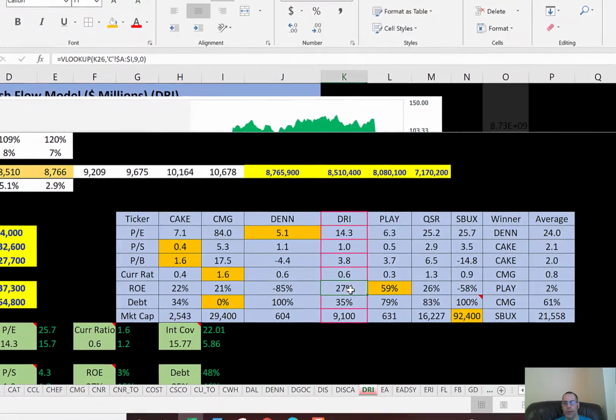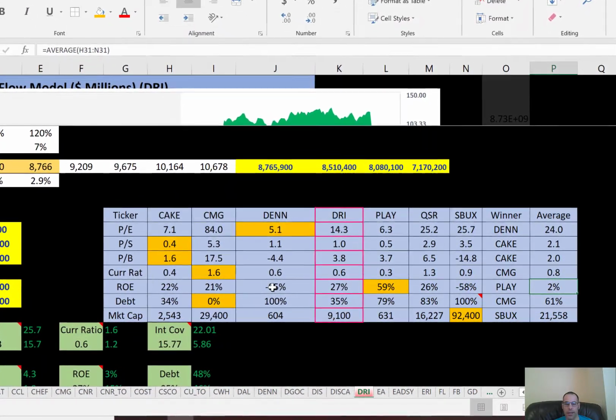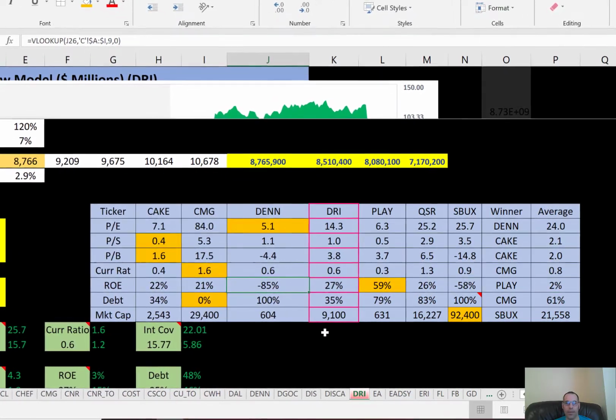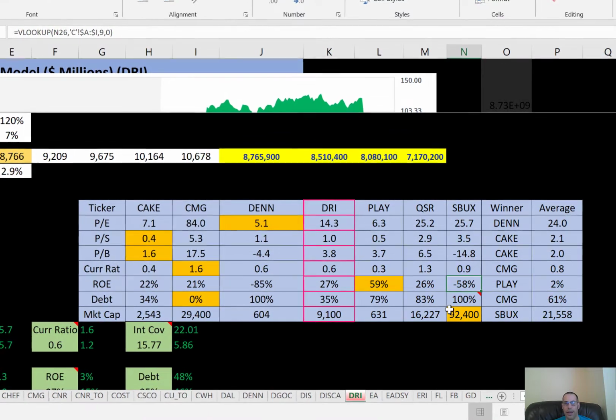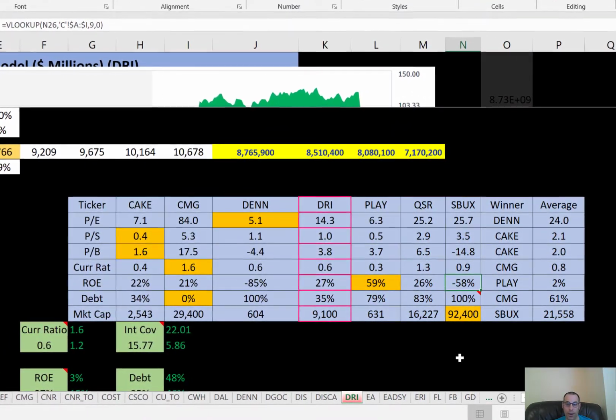Darden's ROE is 27%, which is a lot higher than the average of 2%, just because there's a couple of companies that are really dragging down the average. Negative 85% for Denny's and negative 58% for Starbucks, because they have negative equity. That means their liabilities are more than their assets.